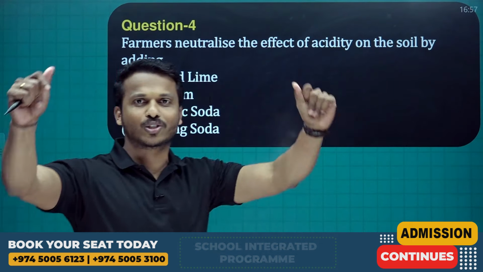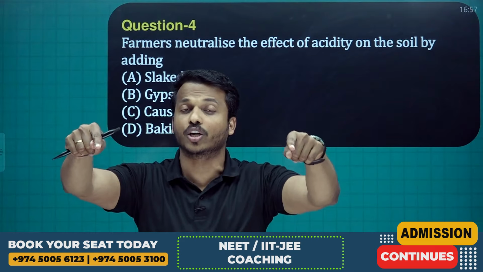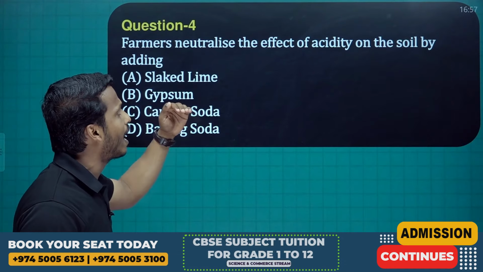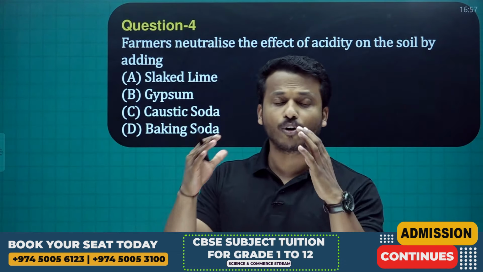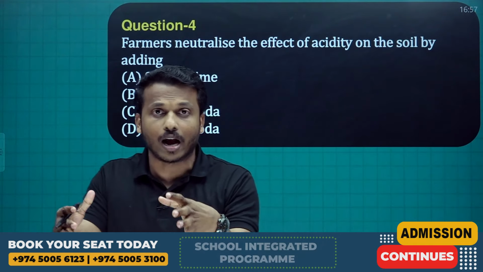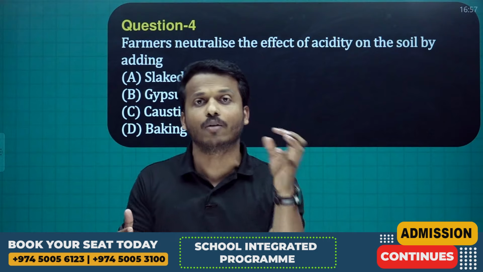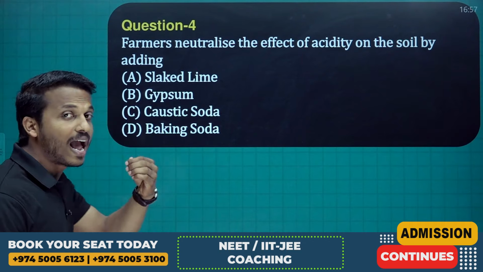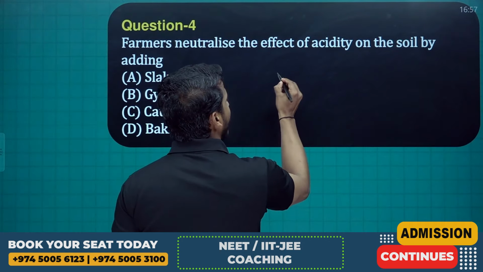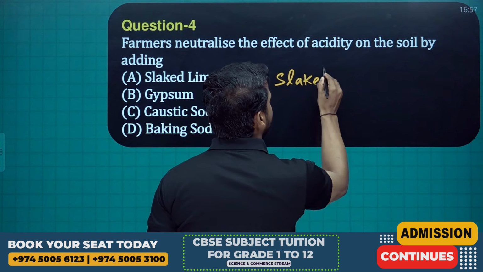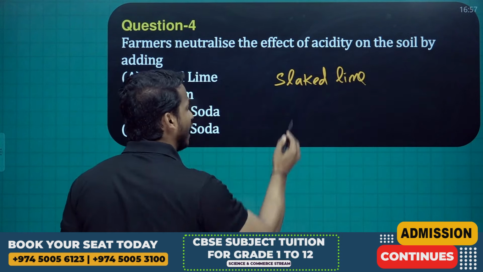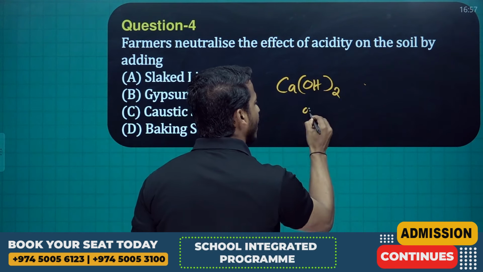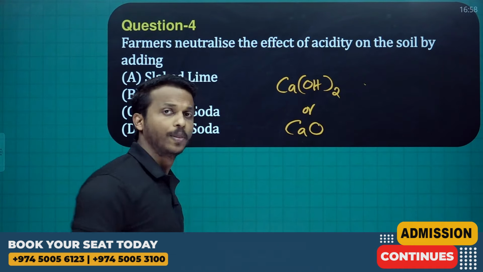Let's go for question number 4. So all of you energetically watch this session and try to fix the points in your mind. Focus. Farmers neutralize the effect of acidity. We studied farmers and their cultivation. If it is acidic soil, in order to make it neutral, they will add a base, right? So farmers neutralize the effect of acid on the soil by adding which one? Normally they use slaked lime or lime water. What is lime water? Calcium hydroxide. Or quicklime, that is calcium oxide.